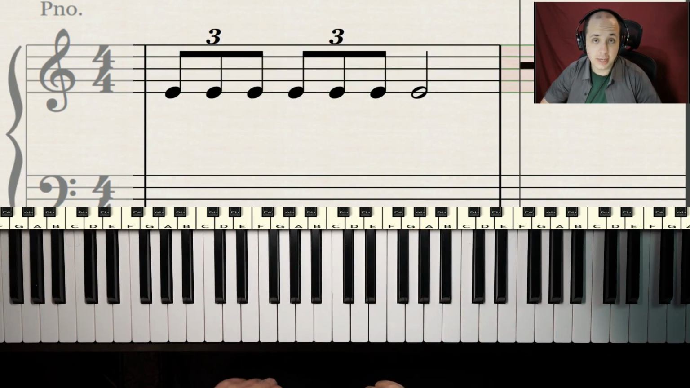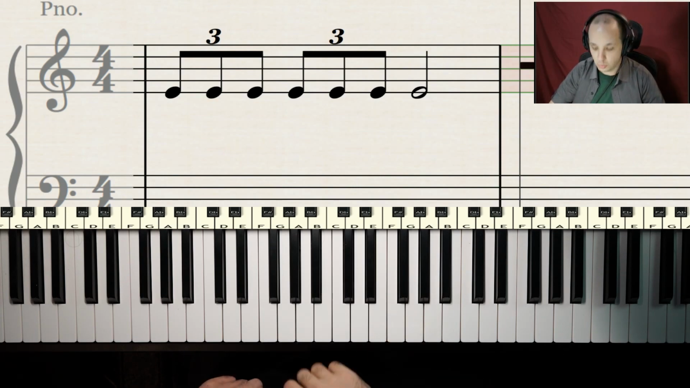Okay, how are we going to count this measure? It's going to be counted as 1 triplet, 2 triplet, and then you have the half note, right? 3, 4. 1 triplet, 2 triplet, 3, 4. Just like that.